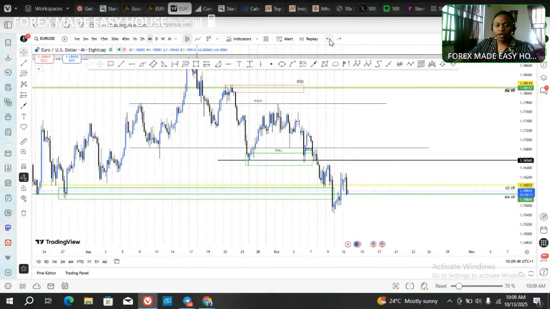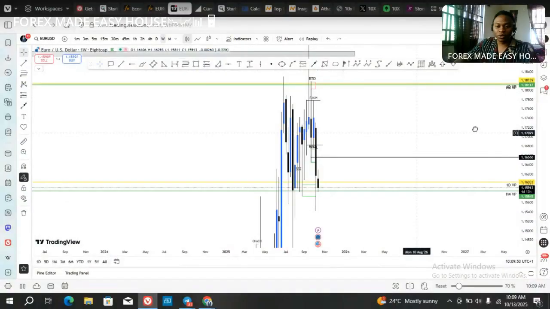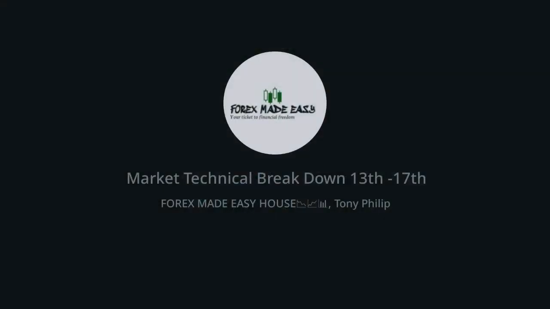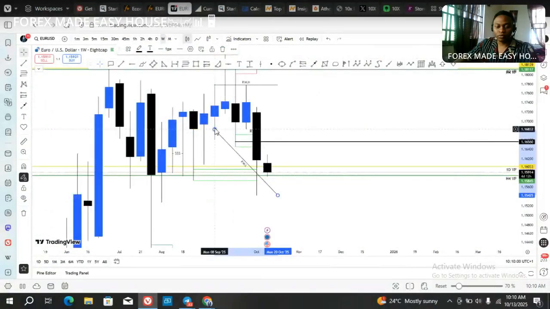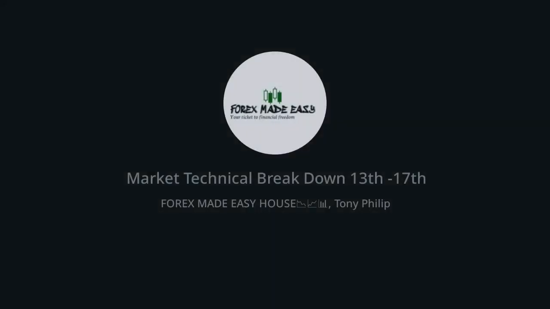Okay, so let's update this chart, then create a new forecast. So let's go to weekly time frame. On weekly time frame, we update the previous week high and previous week low. This is the previous week low here. This is the previous week low. This is the previous week high.